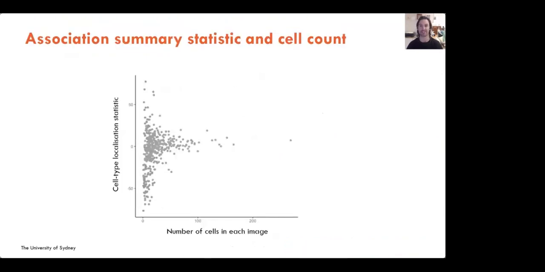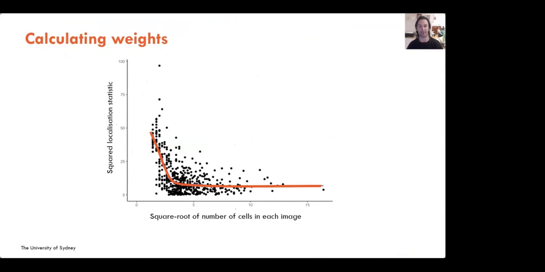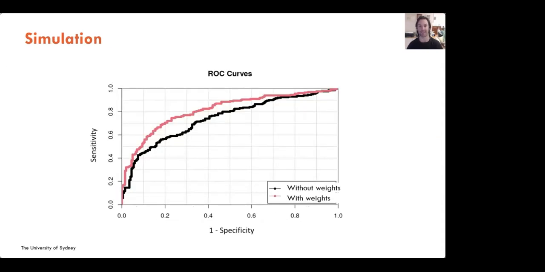If we were to plot the measure of spatial association between the cell types against the number of those cell types in each image, we can see that the association metric becomes much more variable as the number of cells decreases. This shouldn't be surprising, as the variability increases as we have less information. And so we propose modeling this relationship and including it as weights in a mixed effects model, effectively propagating the variability from when we generated our summary statistics through to our hypothesis test.